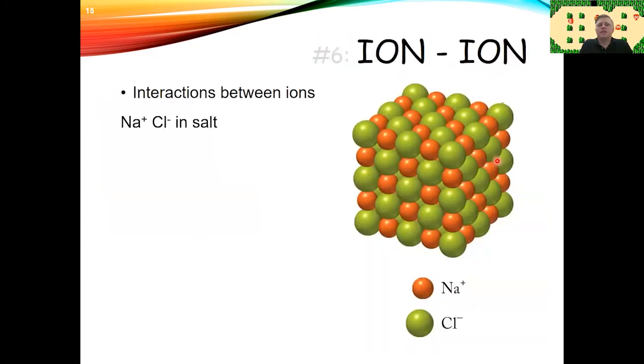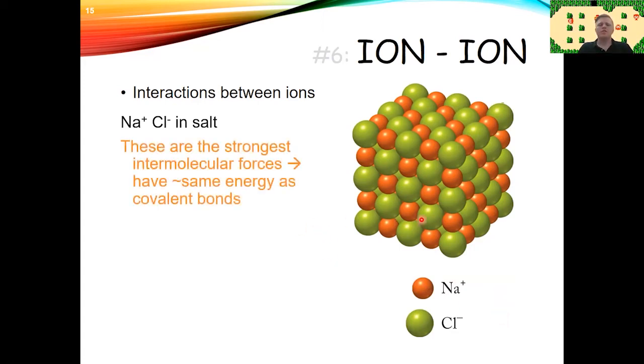All right, the last interaction we'll talk about is ion-ion interaction. Of course, this is just the interactions between two ions. We've talked a lot about these types of interactions. A great example would be sodium chloride still. You just have a positively charged species interacting with a negatively charged species. They're attracted and they're going to stick together. These are by far the strongest intermolecular forces, and they often have similar energies as covalent bonds. So ion-ion interactions can actually be as strong and sometimes stronger than bonds in molecules.